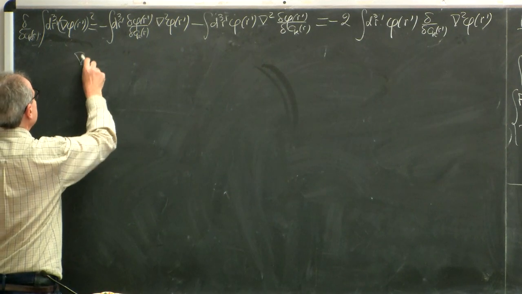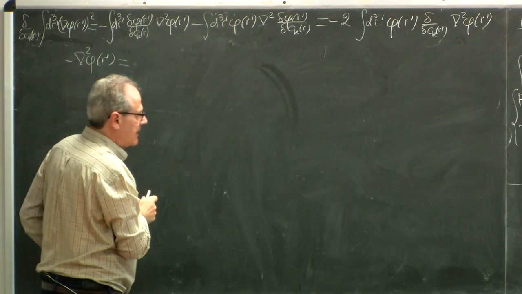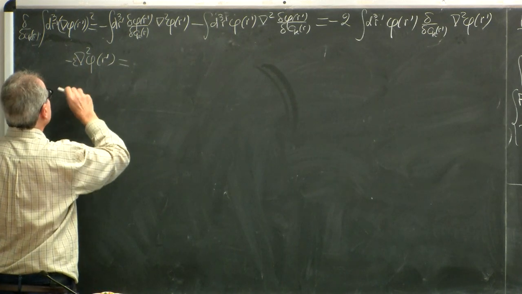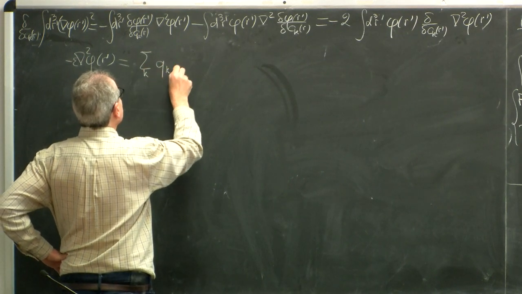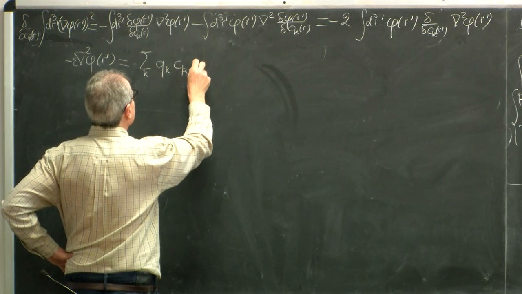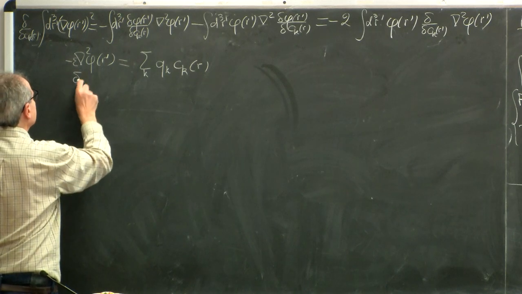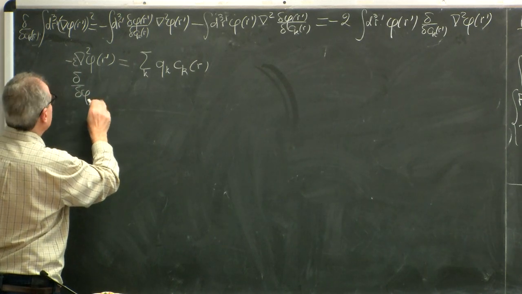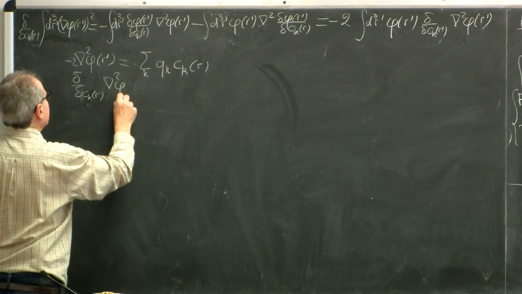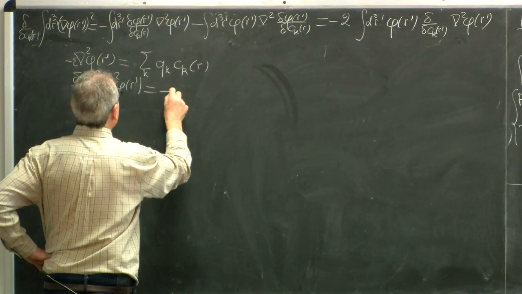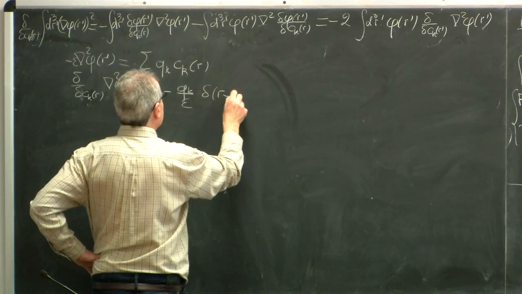because of Poisson equation, Laplacian phi of r' equals, with a minus epsilon, sum over k q_k c_k of r. And therefore, delta phi by delta c_k of r of Laplacian phi of r' is equal to minus q_k over epsilon delta of r minus r'.